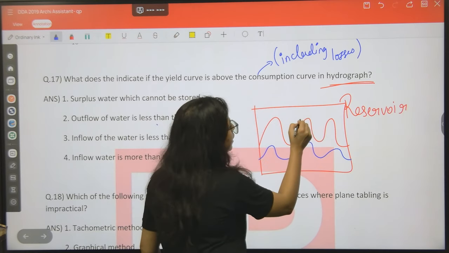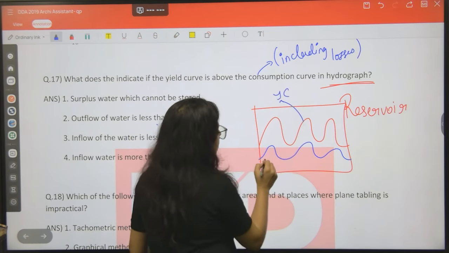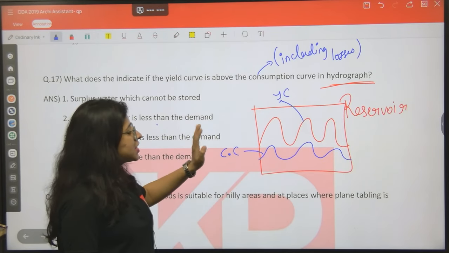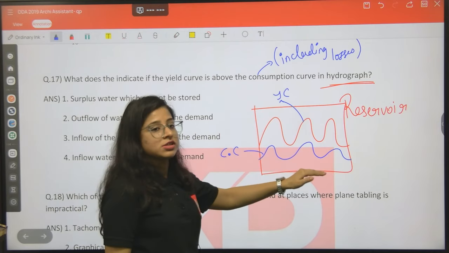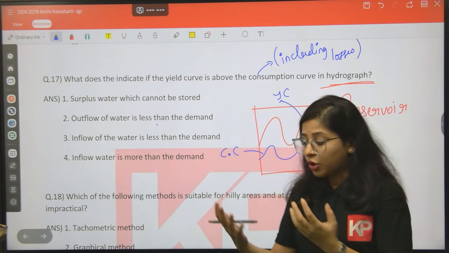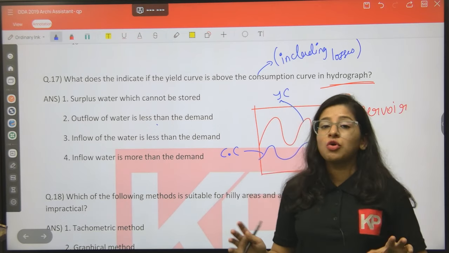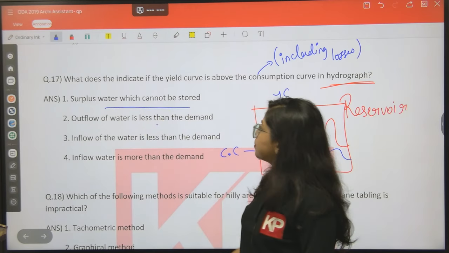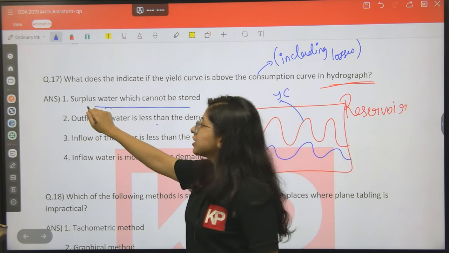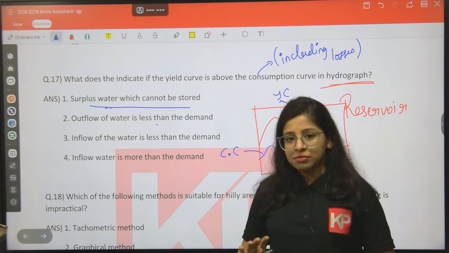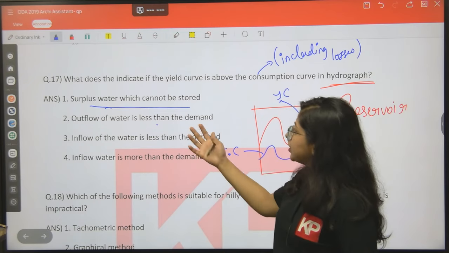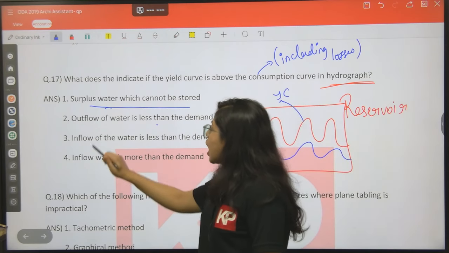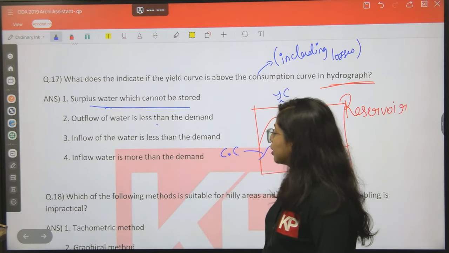So let's say this red one is the yield curve, and this blue one is the consumption curve. In the question, they are saying that the yield curve is above the consumption curve. That means the water inflow, the water that we are getting, is more than the water that we are using up. What does that mean? Surplus water which cannot be stored? Yes, if we are getting more water than we are using, there is surplus water. But we can obviously store the surplus water, so this will not be the answer. Outflow of water is less than the demand.